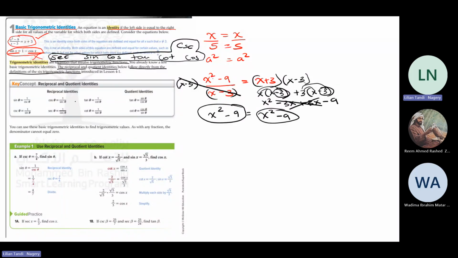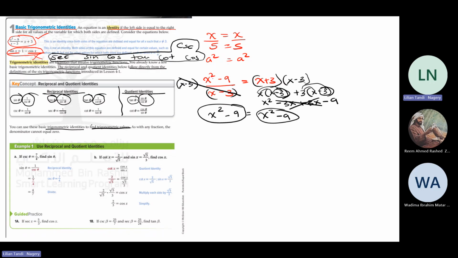Okay? How do I write sine? 1 over cosecant. How do I write cos? 1 over secant. How do I write tan? 1 over cotangent. How do I write tan? Sine over cos. So there are different ways. So here you have reciprocal, here you have quotient. Okay? All right. You can use these basic trig identities to find trig values.